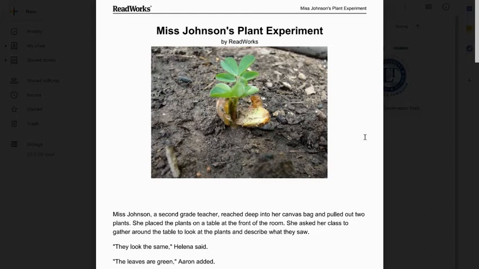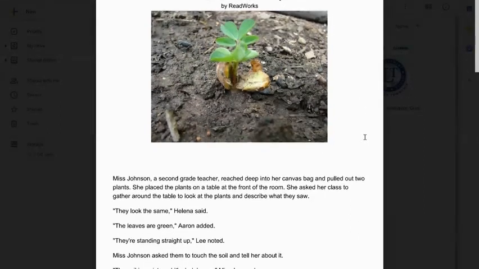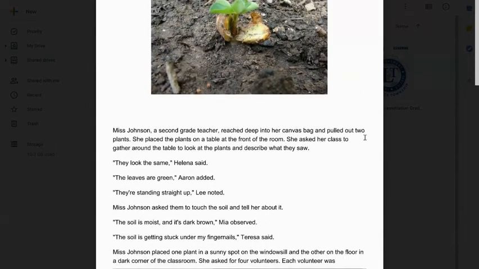Miss Johnson asked them to touch the soil and tell her about it. "The soil is moist, and it's dark brown," Mia observed. "The soil is getting stuck under my fingernails," Teresa said. Miss Johnson placed one plant in a sunny spot on the windowsill and the other on the floor in a dark corner of the classroom. She asked for 4 volunteers.